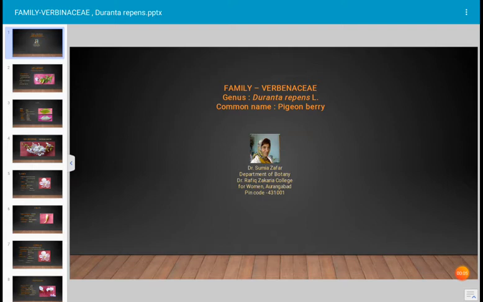Today's topic for discussion is a description of a specific plant. The name of the plant is Duranta repens. It is a flowering plant. It is a shrub. Its family is Verbenaceae. It is a member of the Verbenaceae family. This plant, Duranta repens, is native to Mexico, but it is very commonly cultivated as a hedge plant throughout tropical and subtropical regions of the world.